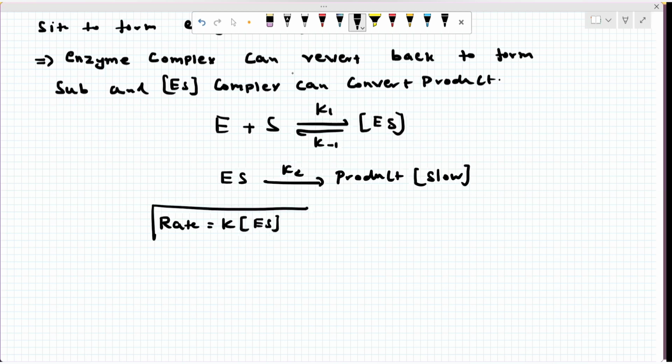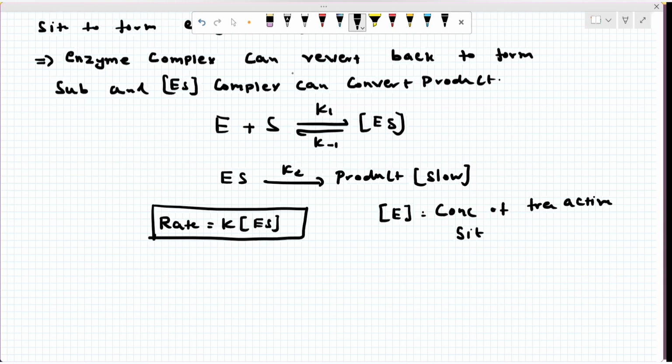Therefore the rate equals K2 into ES. Now you know very well, right? The rate expression should not contain the active complex. For the ES active complex, we have to apply SSA, SSA for the ES. Okay. Before going to SSA, I will teach some points. Please note. What is E naught? Concentration of free active sites. That is the concentration of free active sites at time t.